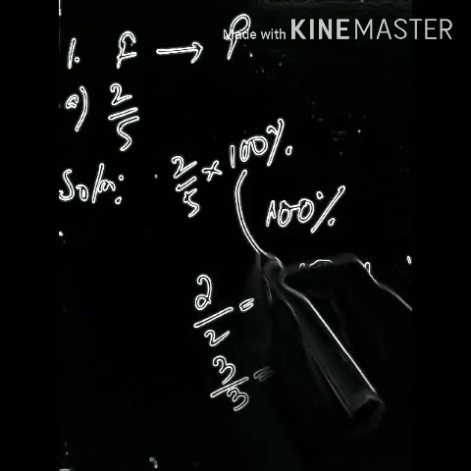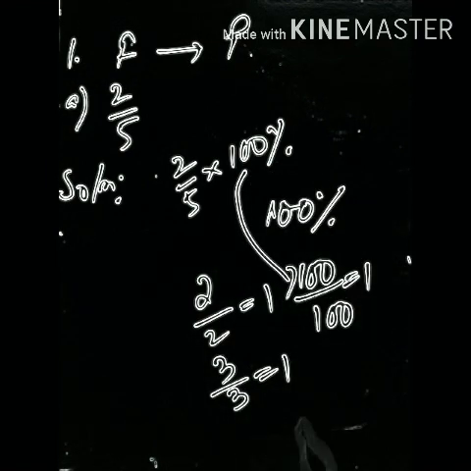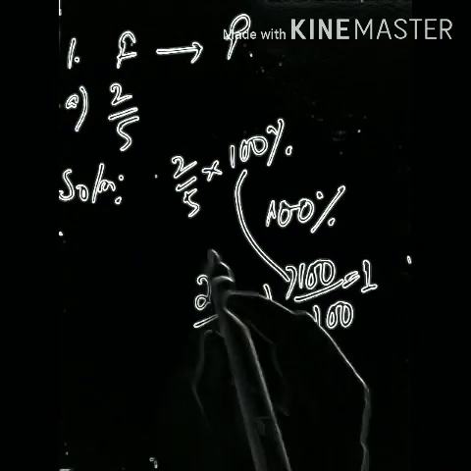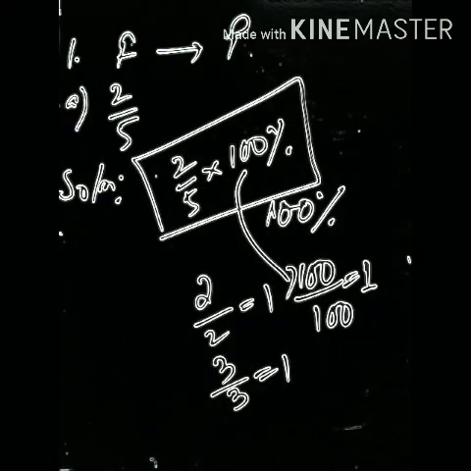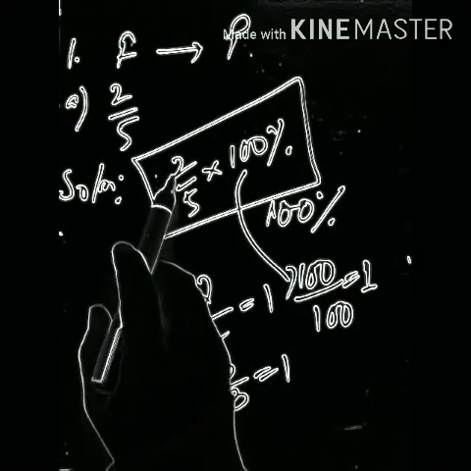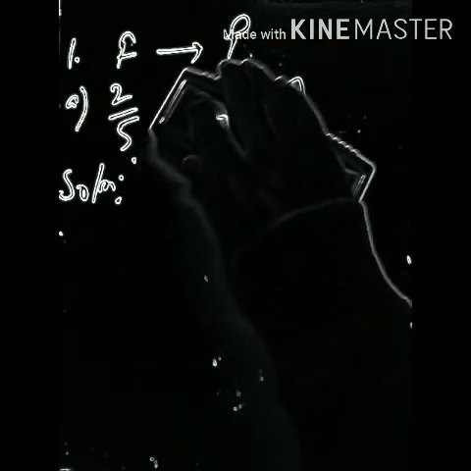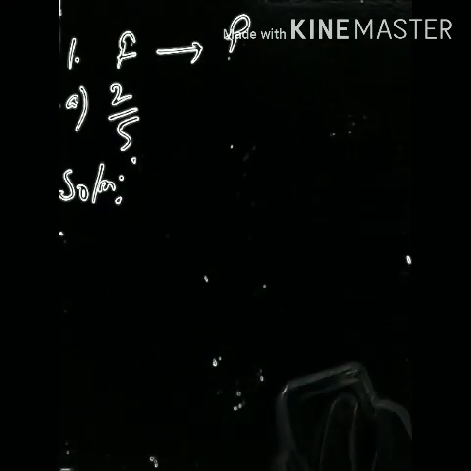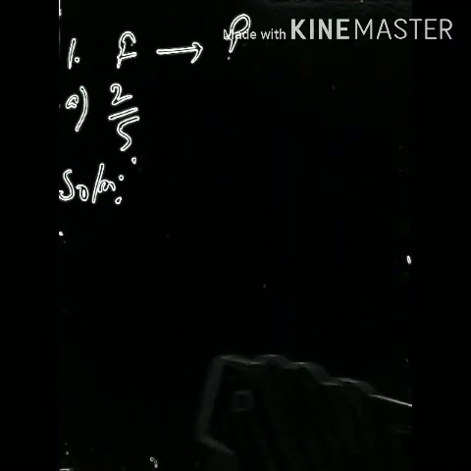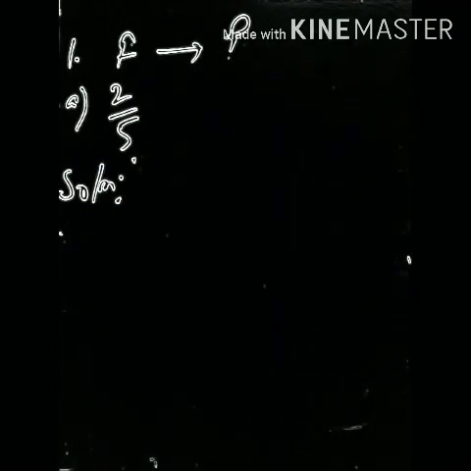100% means you get 100 by 100, so you get 1. So what meaning is carried here? It is just like 2 by 5 multiplied by 1 in a sense. So when we convert a fraction into a percentage, we always have to multiply by 100. At the same time, you have to mention the percentage sign.